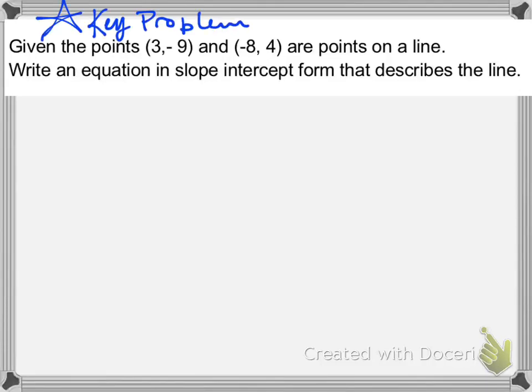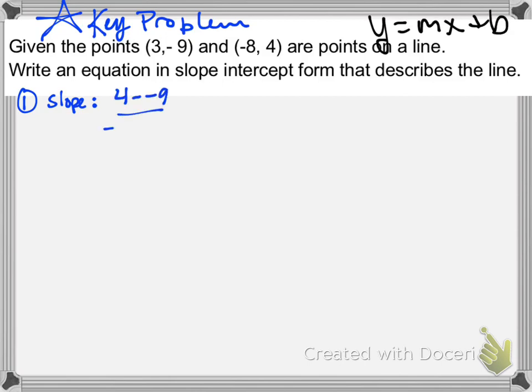The old find equation of a line through 2 points. So this example is so important, it got its own video. What we're trying to do here is get a y equals mx plus b equation. First thing we're going to do is get the slope.